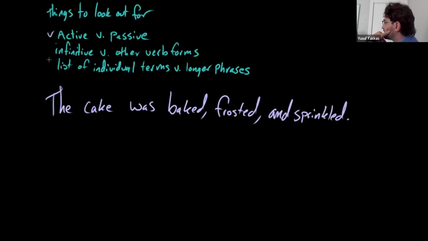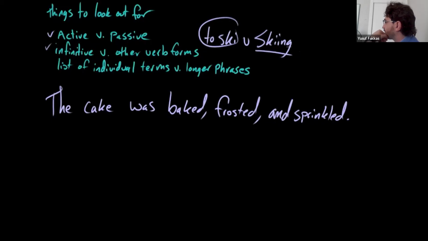We've already covered infinitive versus other verb forms. So that's, well, that's to ski versus skiing. So this is what we call an infinitive form, and this is another form that's called a gerund. So make sure to keep those separate in your lists.